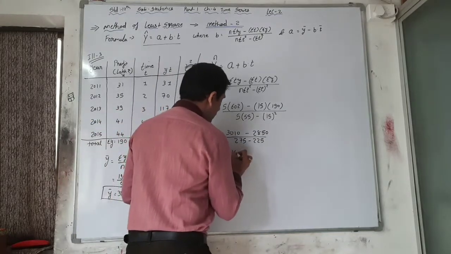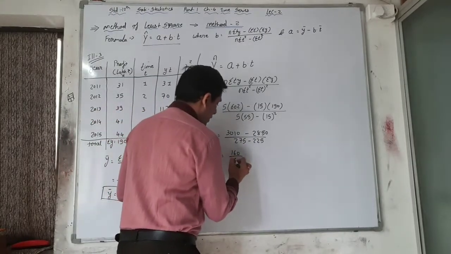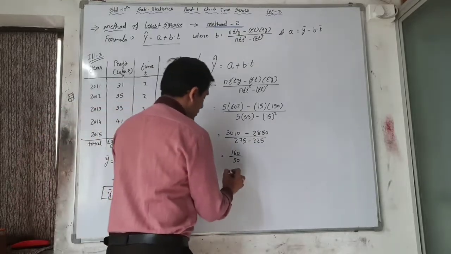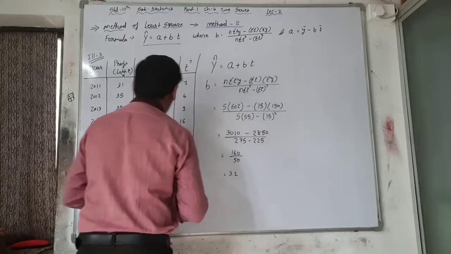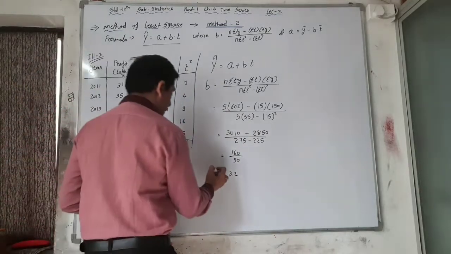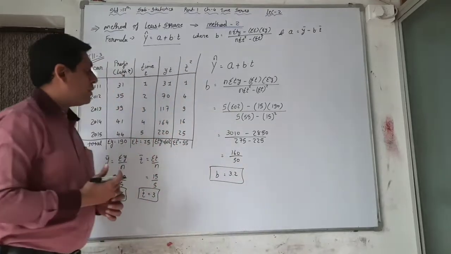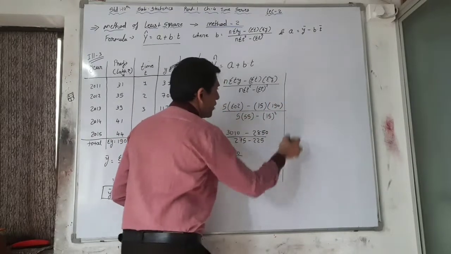Here 160 divided by 50. So here B is equal to 3.2, yes. So the first value we will find out, B is equal to 3.2. Now the value of A.